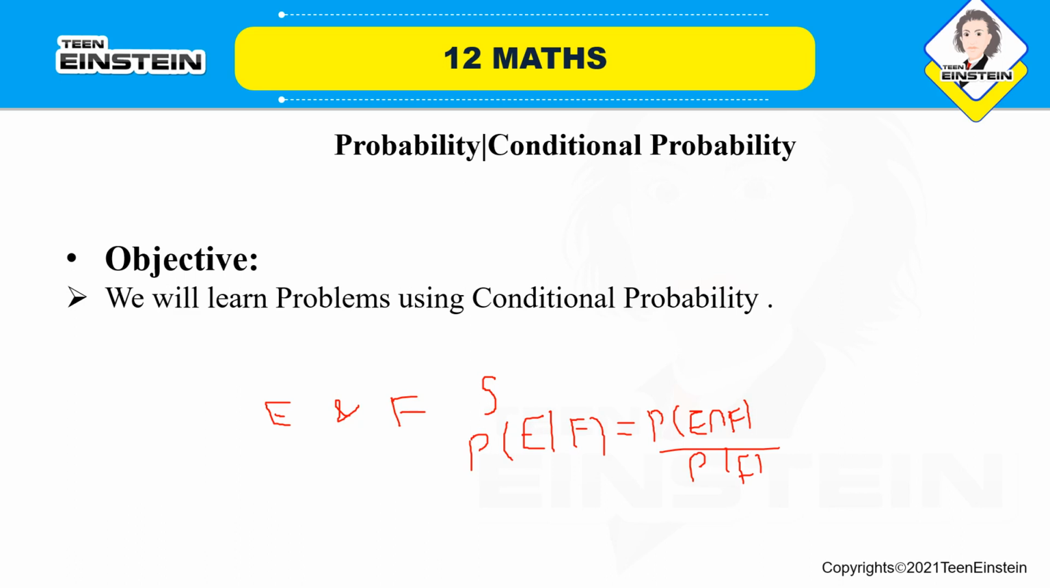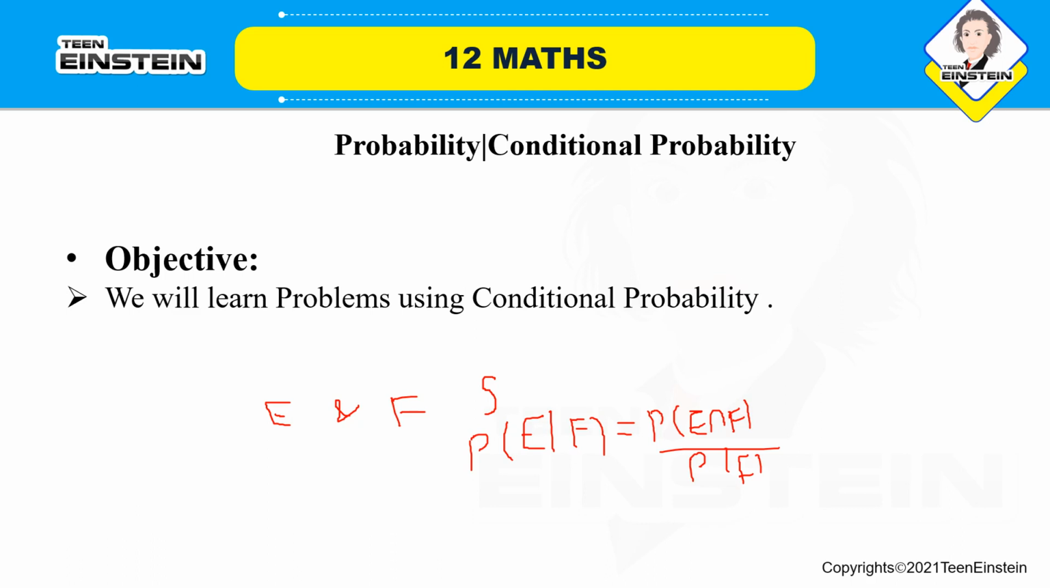How will you find P of E intersection F? What is the formula to find P of E intersection F? You will write the events E and F. What is E? What is F? First you will write the sample space, then you will write the events E and F, right? After that you will find E intersection F. What is the intersection of the two events E and F? Then you will find P of E intersection F. What is P of E intersection F?